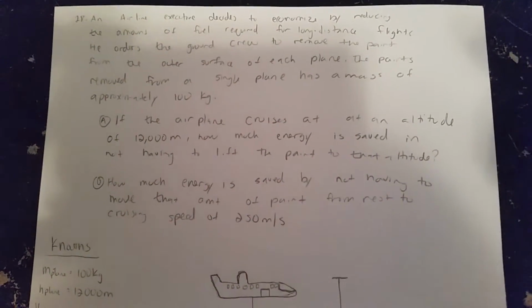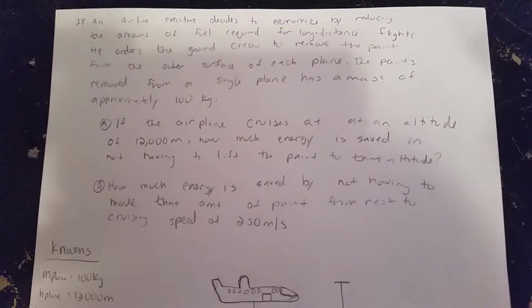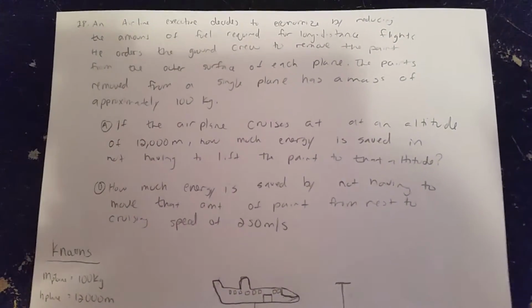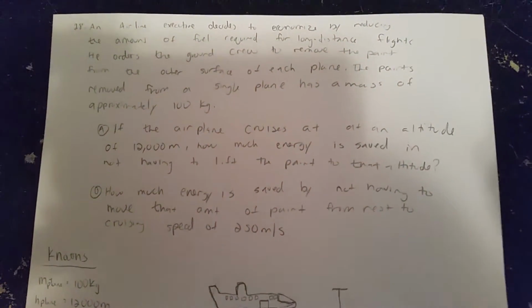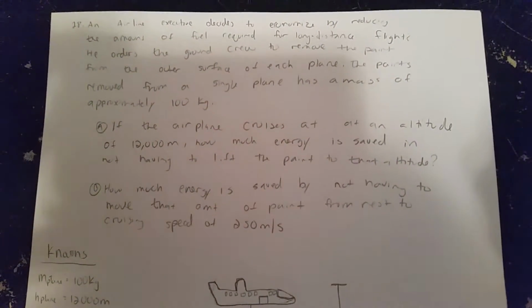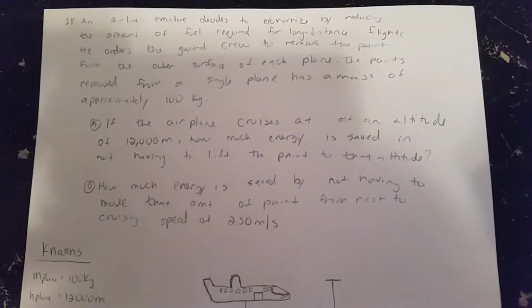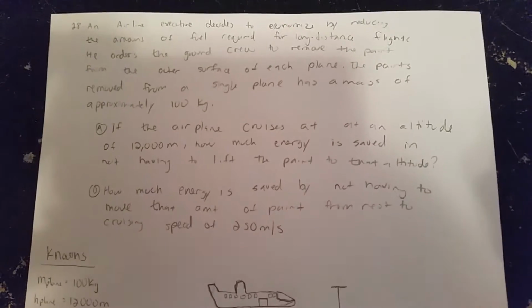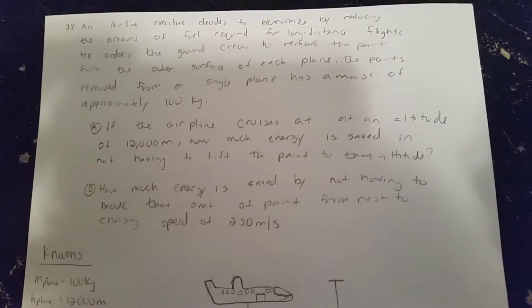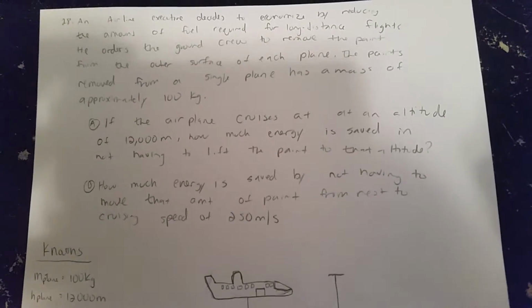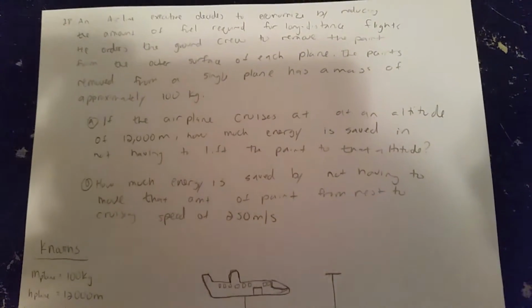Hi guys, this is Reassessment 8 for the standard ORN potential energy, and I chose to do question 28 in chapter 7. And the question asks, an airline executive decides to economize by reducing the amount of fuel required for long distance flights. He ordered the ground crew to remove the paint from the outer surface of each plane. The paint removed from a single plane has a mass of approximately 100 kilograms.